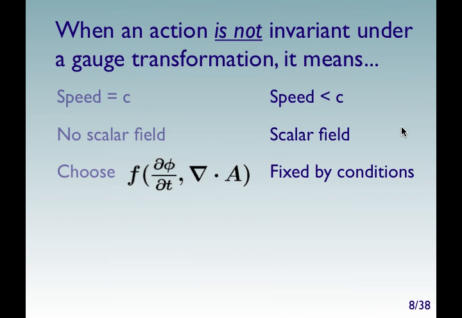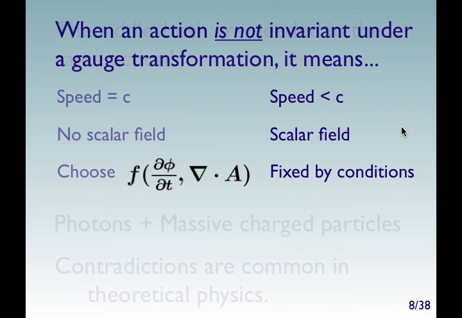So if an action is not invariant under a gauge transformation, it means that we're traveling at less than the speed of light. It means there's a scalar field around somewhere. And that these terms that are part of the gauge, this d phi dt and the divergence of A, those are fixed by conditions. All right, good.